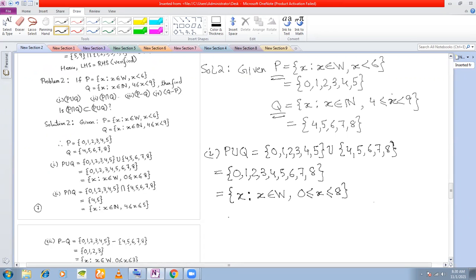Right? Or you can also write it this way. X such that x belongs to W, and 0 less than or equal to x less than 9. So either this way or this way, both ways you can write. Because I have not given the equality here, that is why I have written 9 here. And because I have given the equality here, that is why I have written an 8 here. Clear with this? Yes, sir.